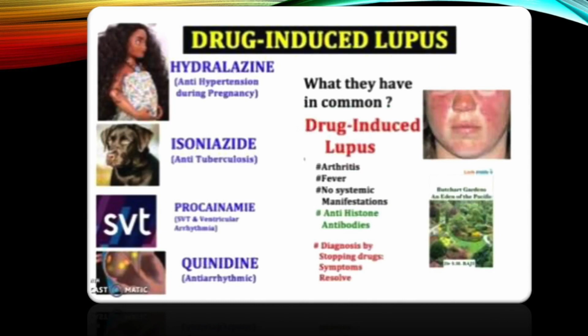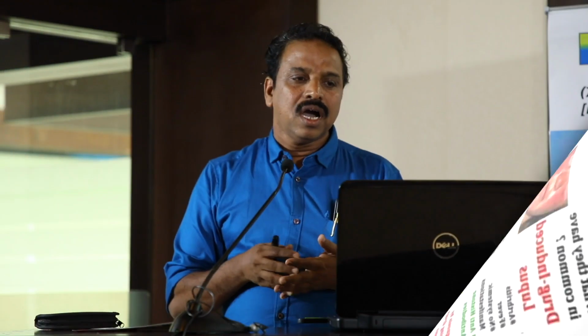The patient may be on treatment for hypertension, the patient may be on hydralazine. After some time the patient comes with joint pain. Don't treat with analgesics. Instead of that, what you can do is stop the drugs. It is drug-induced lupus. The commonest ones are hydralazine, INH, quinidine, procainamide. So many drugs can cause drug-induced lupus.